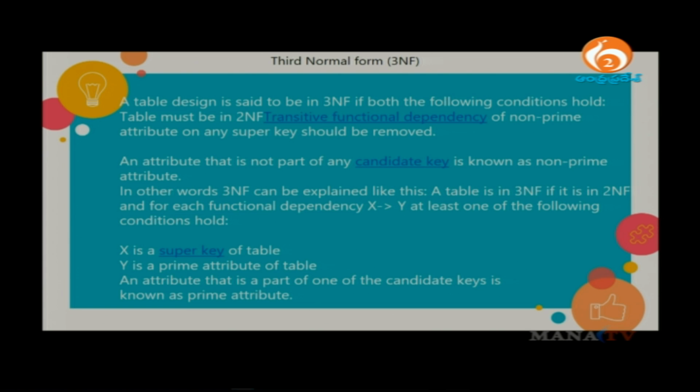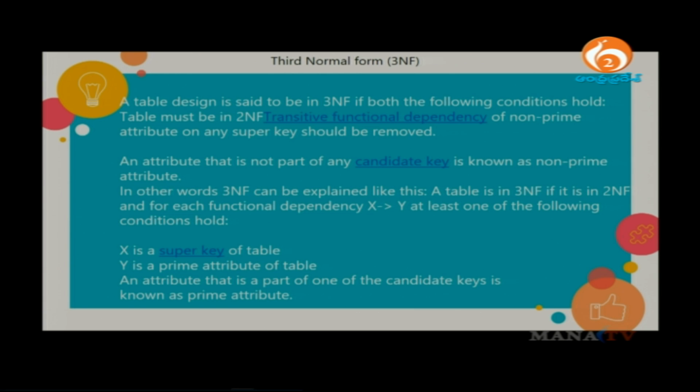Alright. So an attribute that is not part of any candidate key is known as a non-prime attribute. The third normal form is explained like this: a table is in third normal form if it is in second normal form, and for each functional dependency of X and Y, at least one of the following conditions should be true: it has a super key, or it has a prime attribute. An attribute that is part of a candidate key is known as a prime attribute, right.